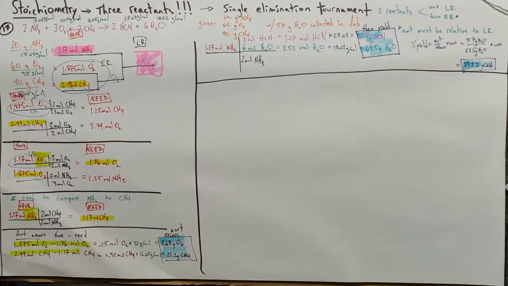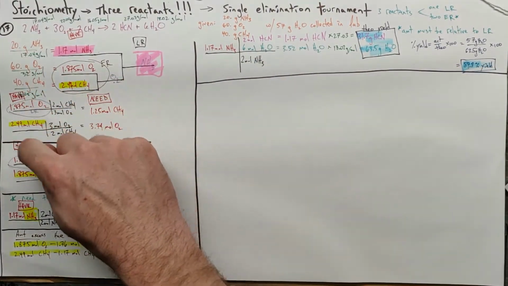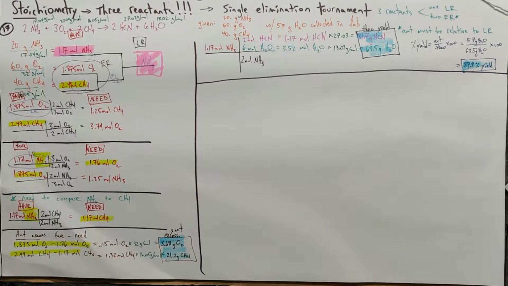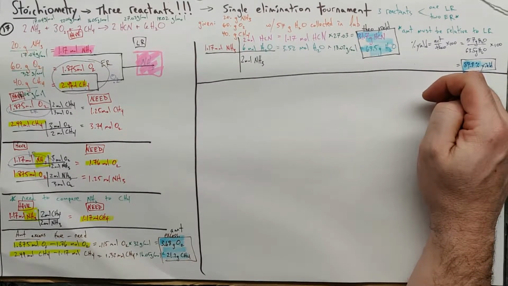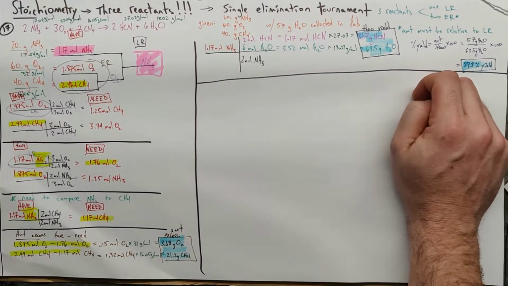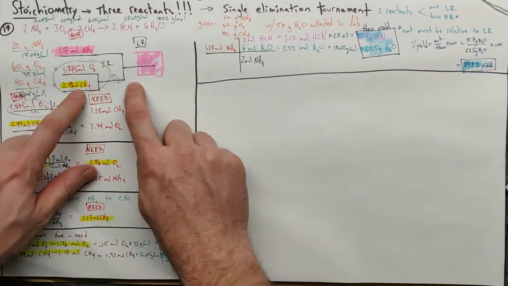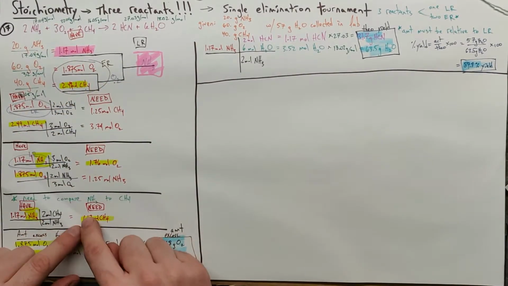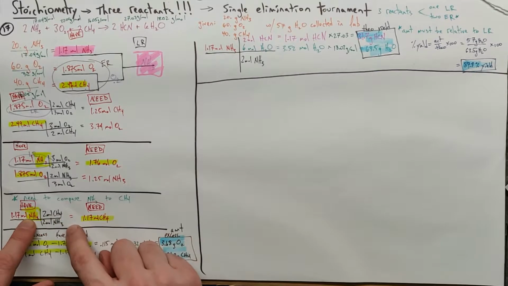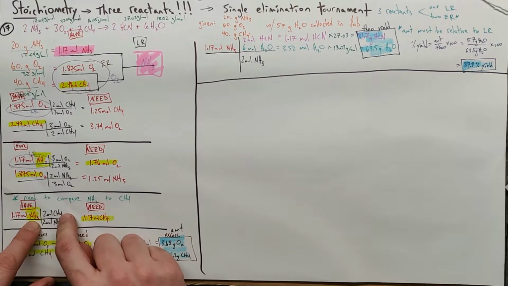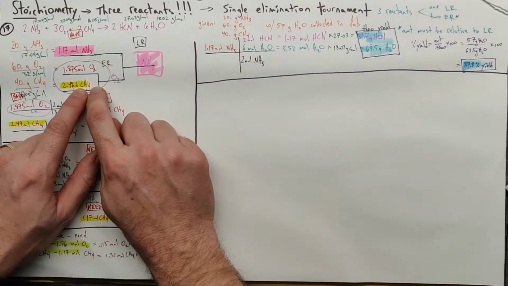And it seemed like a bunch of work. Like we did 1, 2, 3, 4, 5 different comparisons just to find our limiting and our amounts in excess. So let's do some planning this time and see if we can cut some corners. What went wrong here was I had to do an extra step at the end where I compared the NH3 to the CH4 because NH3 wasn't in the first round.